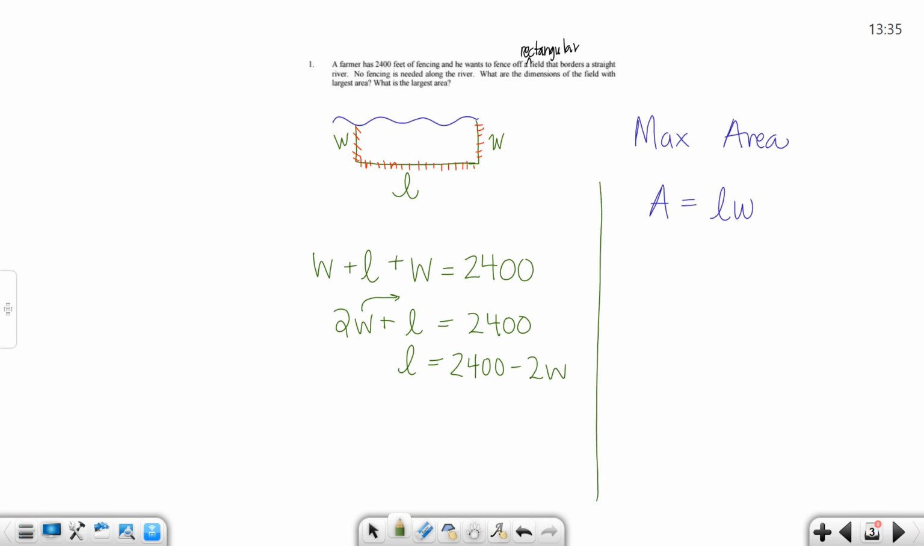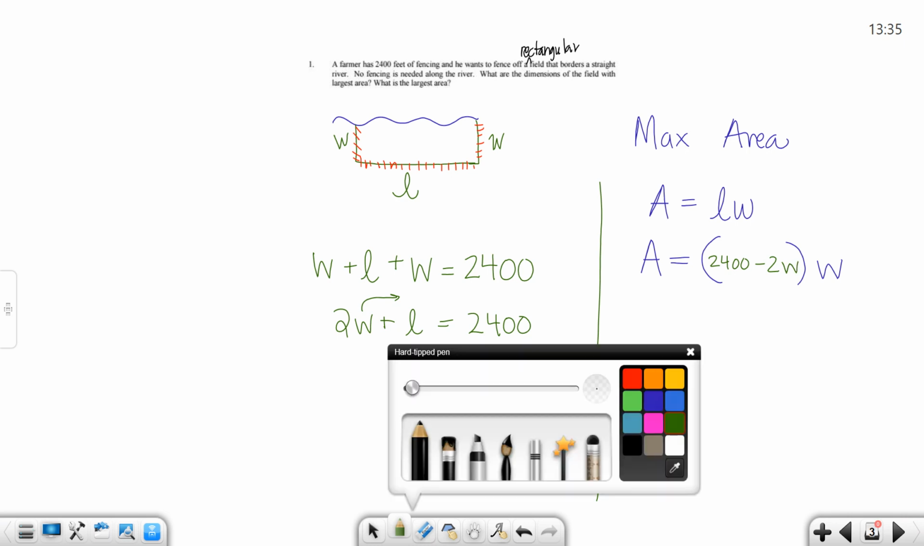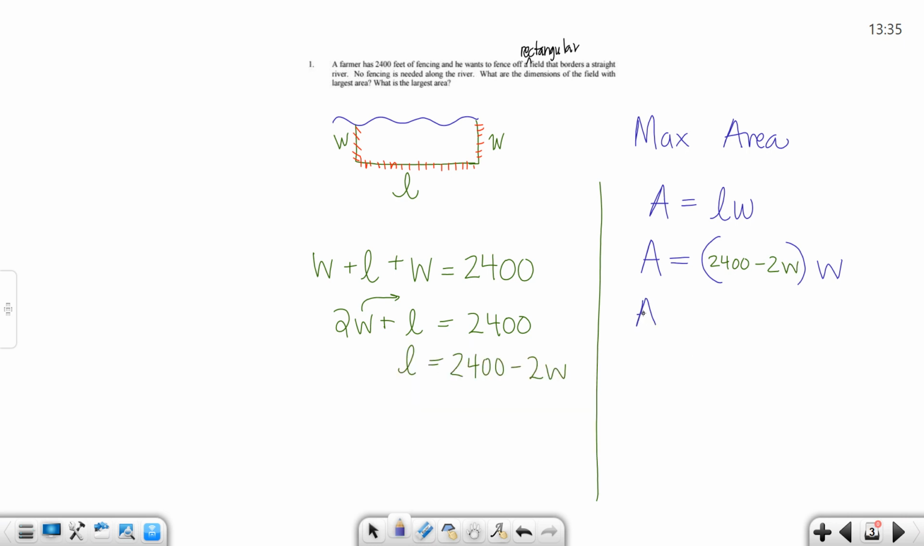So you'll say, well, what are you going to do with that? Well, you're going to take that 2,400 minus 2W and plug it into the other equation. A equals L times W. L is 2,400 minus 2W. So multiplying that out, we would get 2,400W minus 2W squared. Now our function is in terms of one variable, and that's what we want.